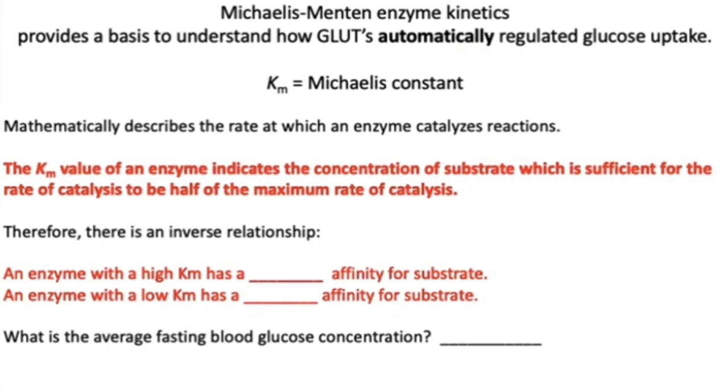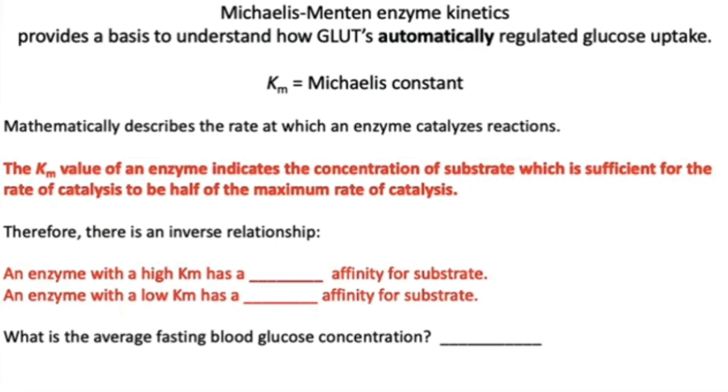I'd like you to pause the video and do it, because if you can pull the answer out of your head, that means you'll know it for upcoming tests, and for that matter, for future lectures. Okay, I'm going to go ahead. I hope you've done it. So an enzyme with a high Km value has a low affinity for substrate. And an enzyme with a low Km value has a high affinity for substrate. So there's an inverse relationship.